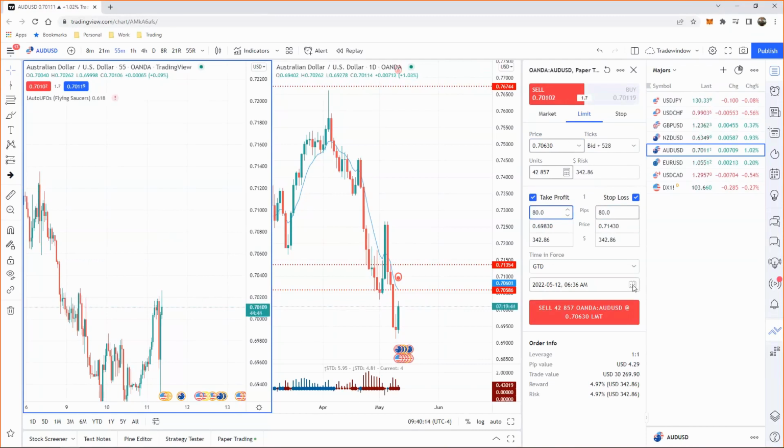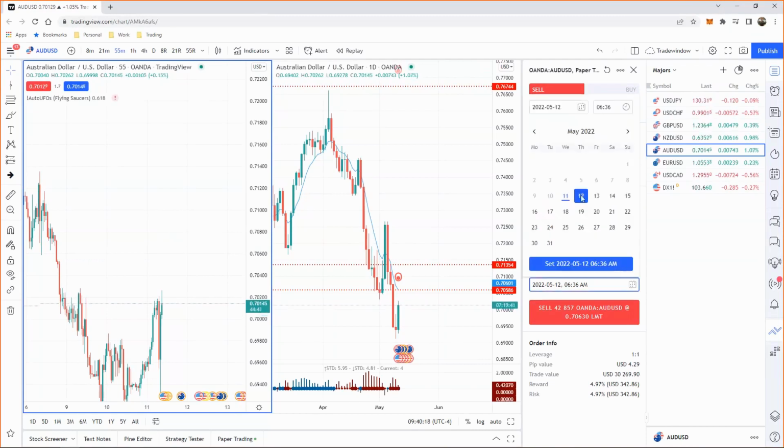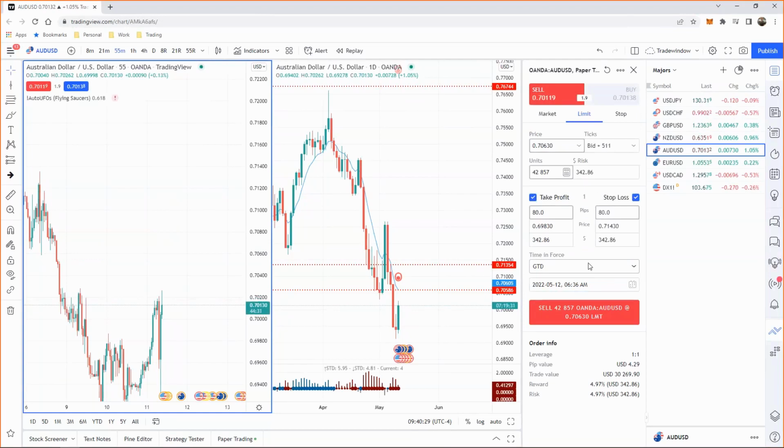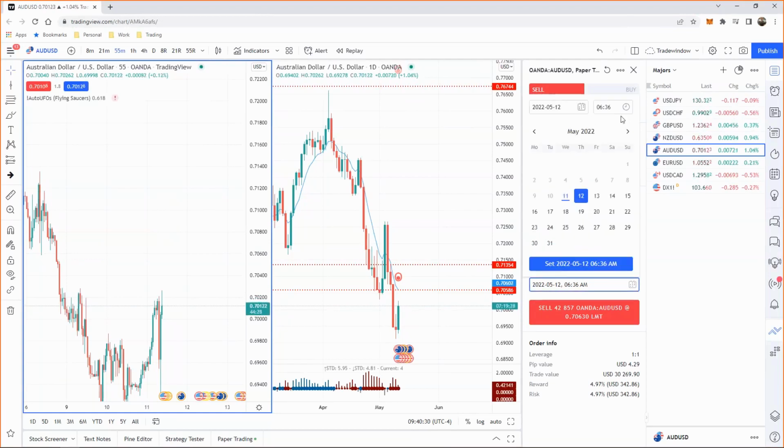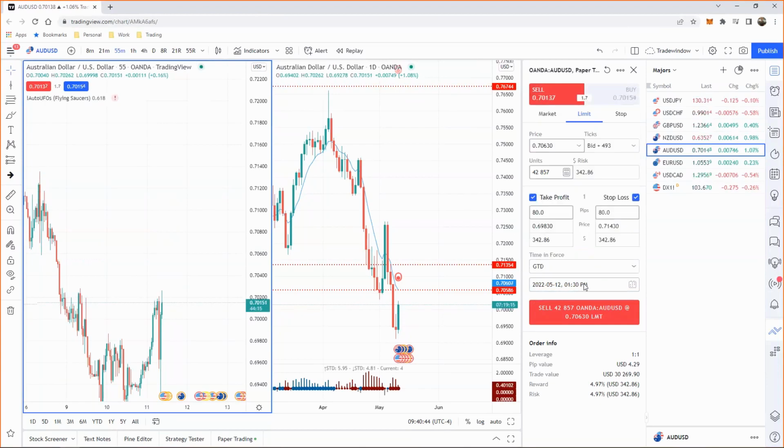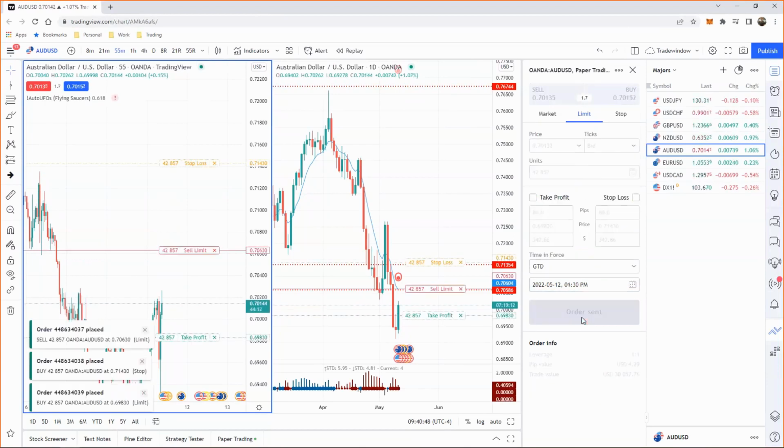Now, this one I'm going to set to expire by tomorrow, 5/12 at 6:30. And it's not going to be 6:30 because we need to account for the 7 hours that we would have left. So it's going to be expiring at 1:30. Right? 6 plus 7 is 13, so 13:30 tomorrow. All right, let's sell that.